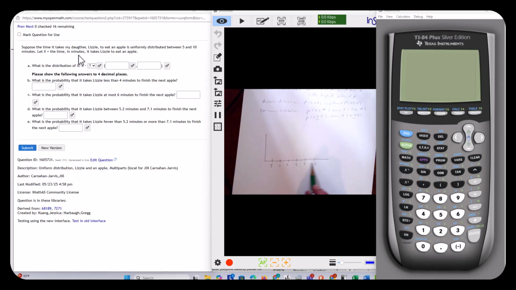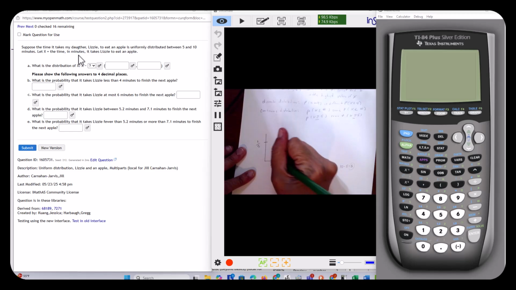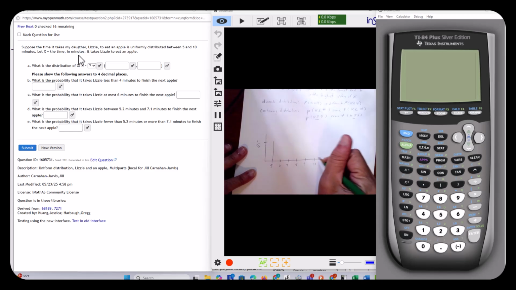So, we need to find the difference between 10 and 5. So, 10 subtract 5 is equal to 5. So, that tells me up here, this is going to be 1 over this difference. Okay, so I'm going to draw this out because the area underneath this thing has to be equal to 1.